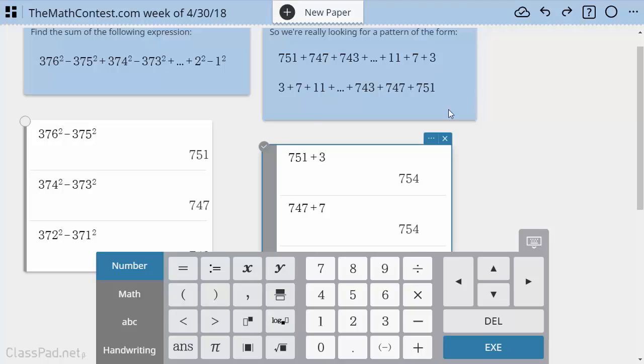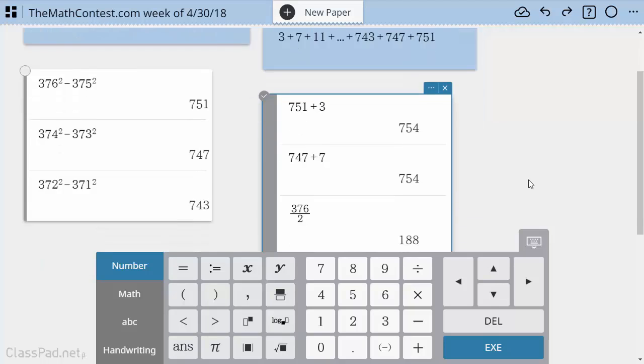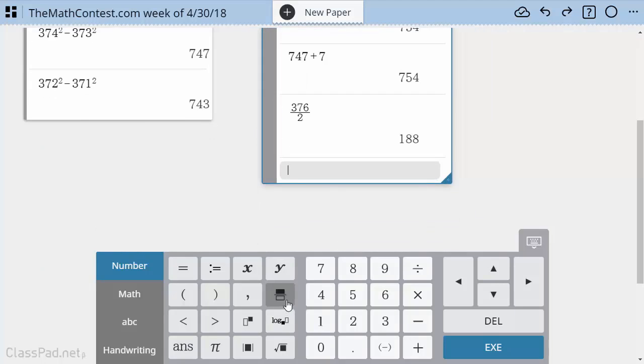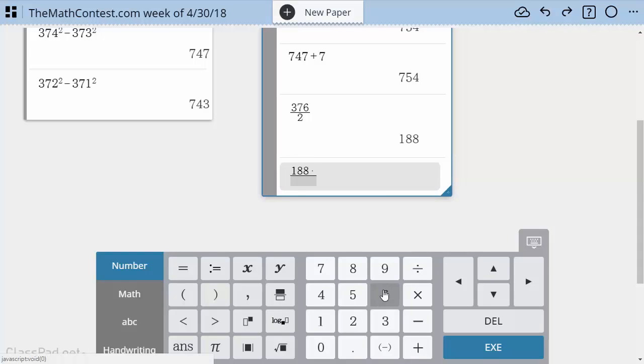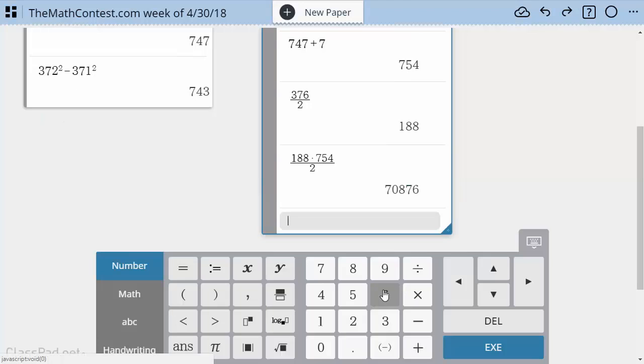Again, the trick here is you double it up to make the counting easy, and then afterwards you cut it in half again to remove the extraneous numbers. So let's do that. Create a fraction. We have 188 times 754, and again we're going to divide that by 2. So we expect that the sum of this is going to be 70,876.